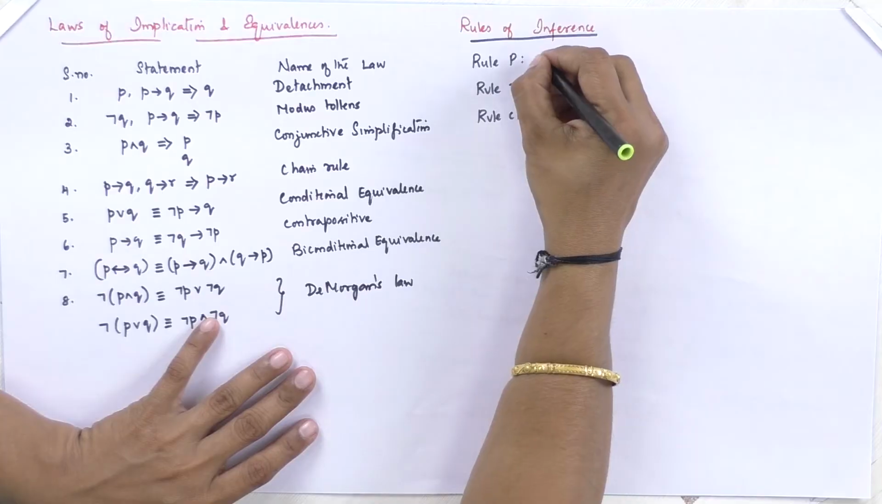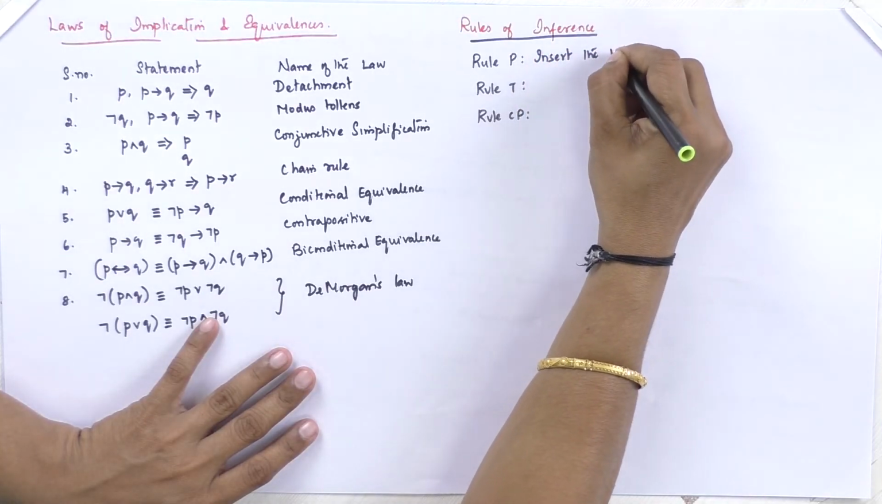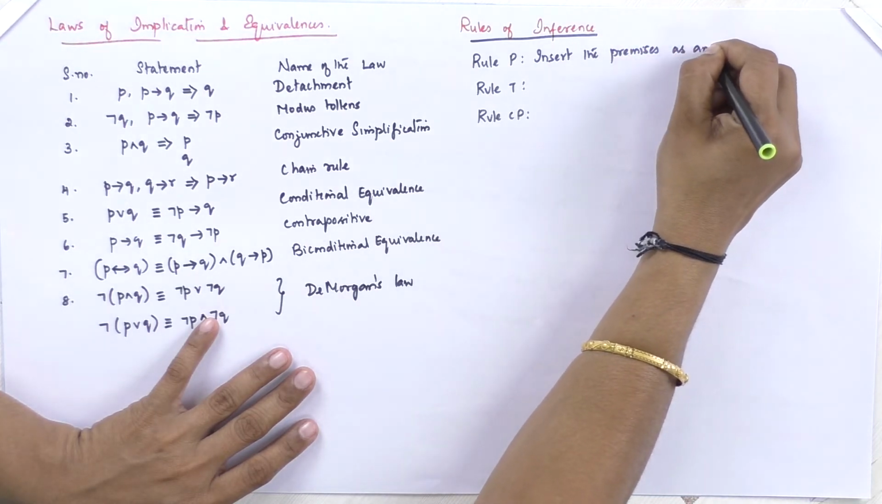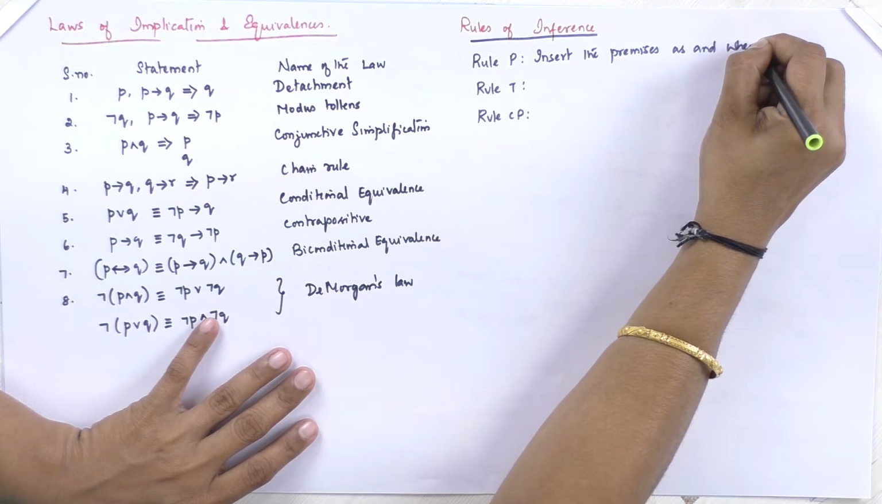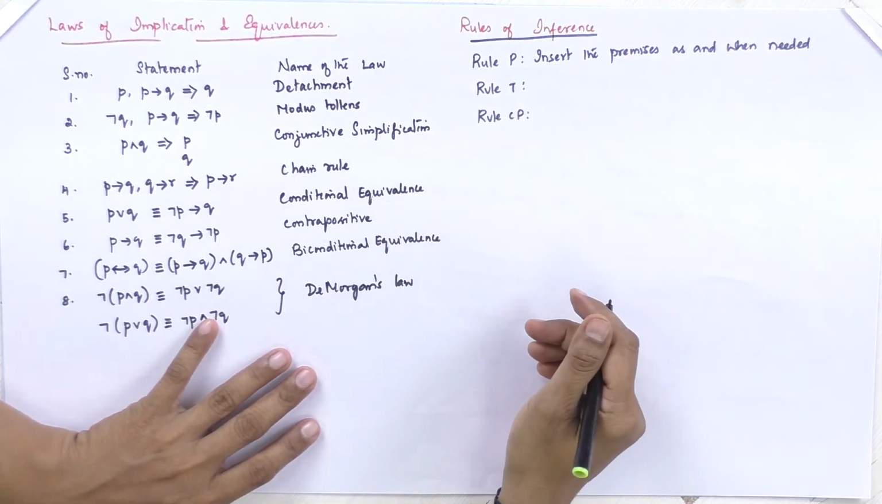So rule P is whenever we are in need of getting the conclusion part of the statement, we will be inserting the premises as and when needed, right? We can insert the premises as and when needed, so that we can write it as rule P.